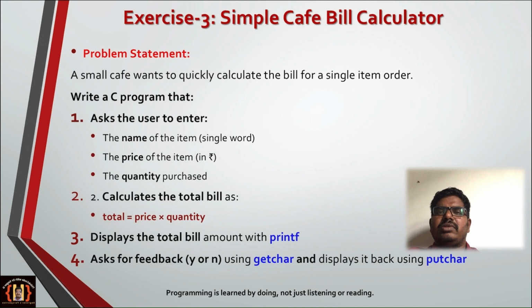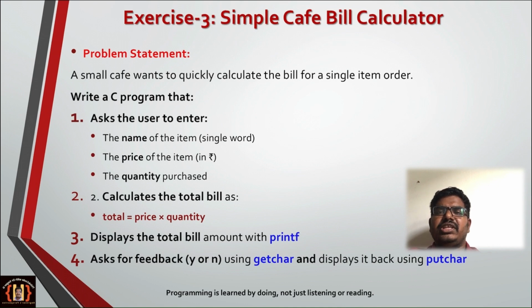Okay, the problem is like this. A small KF wants to quickly calculate the bill for a single item order. So you have to write the C program for that. What it has to do: ask the user to enter the name of the item. Understand the words clearly. It's a single word, don't take multiple words. And then followed by the price of the item, usually in rupees, and the quantity, how much the user is going to purchase. These are all the inputs you need to take.